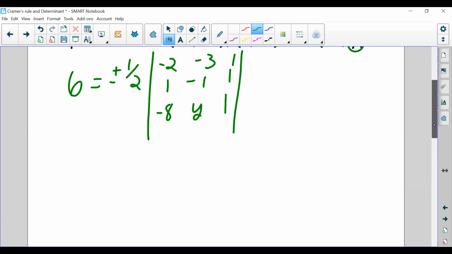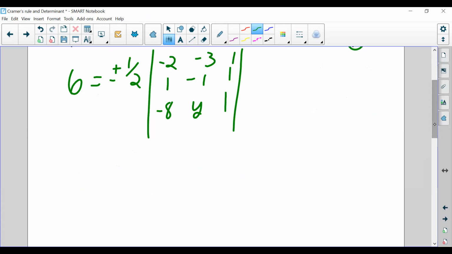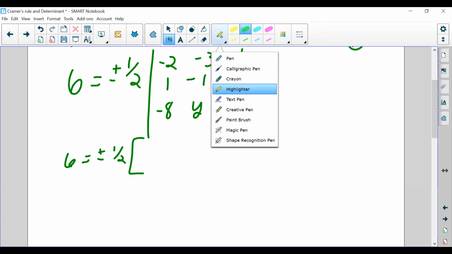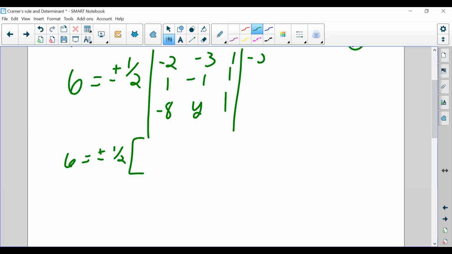Now this one you have to do by hand because you can't set it up in your calculator. The calculator can't solve for y. If you put the x variable in there, it will give you something else, whatever x was the last time you solved for x in your calculator. So we don't want to do that; we're going to do this one by hand. So 6 is equal to plus or minus 1/2. Okay, and then let's do diagonals down. So let me put in my numbers first: -2, 1, -8, -3, -1, y.